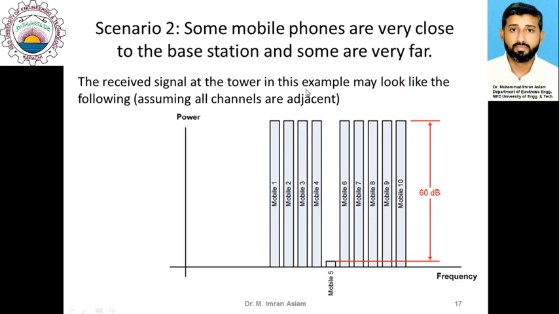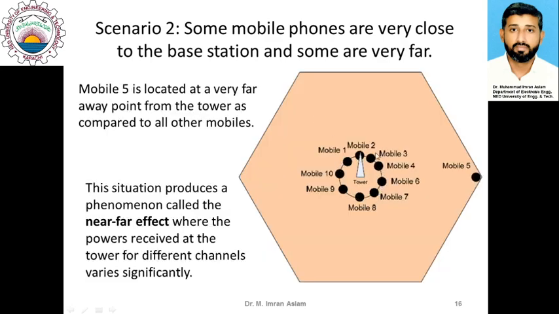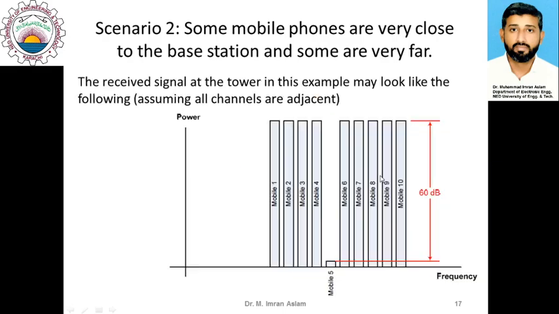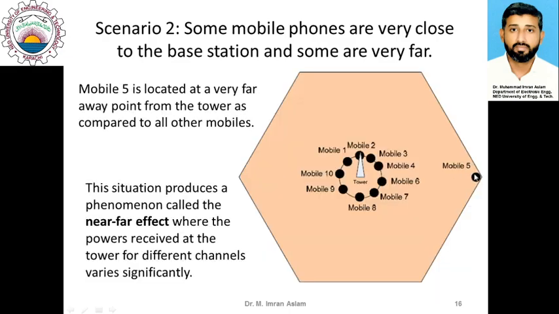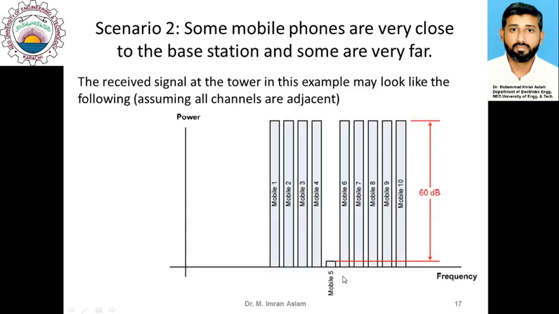So this would be the spectrum that you would expect at the tower, because mobiles number 1 to 10 except 5 are close. So the base station will be getting a significantly high amount of power. But since mobile number 5 is at a farther distance, the power received from mobile number 5 will be very low. Let us assume, just as an example, that the power received from all other mobile stations is 60 dB higher than what we receive from mobile number 5.